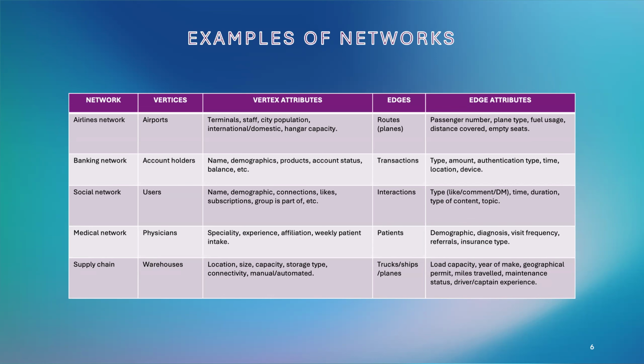Then, if you look at the edges, we can also have attributes for them, such as passenger number, if we talk about the planes, and plane type, fuel usage, distance covered, whether there are empty seats on the plane, etc. We could have then banking networks where we could consider account holders as vertices and transactions as edges.